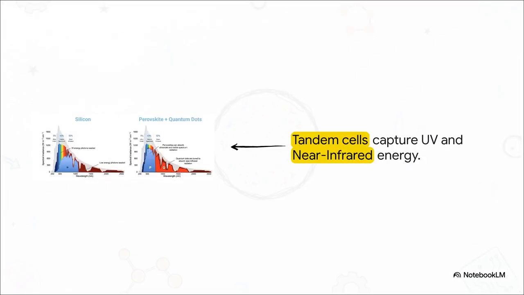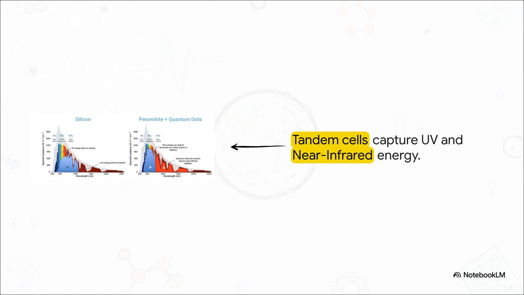You might be wondering, why go through all this trouble when we already have perfectly good silicon solar panels everywhere? Well, look at the graph on the left. Traditional silicon misses a huge chunk of high-energy ultraviolet light and completely ignores low-energy infrared light. It's just wasted potential. But now, check out the graph on the right.